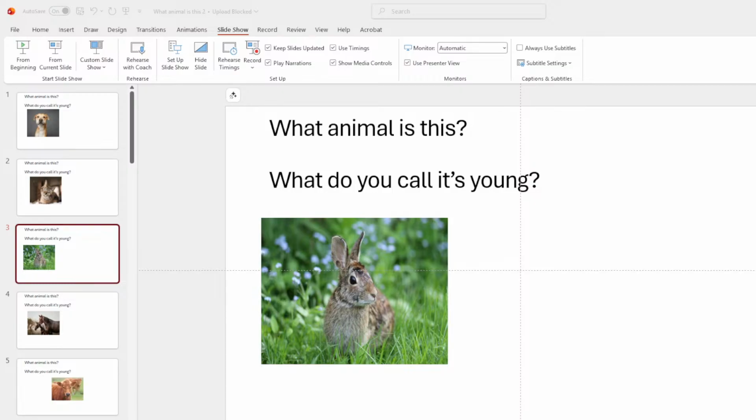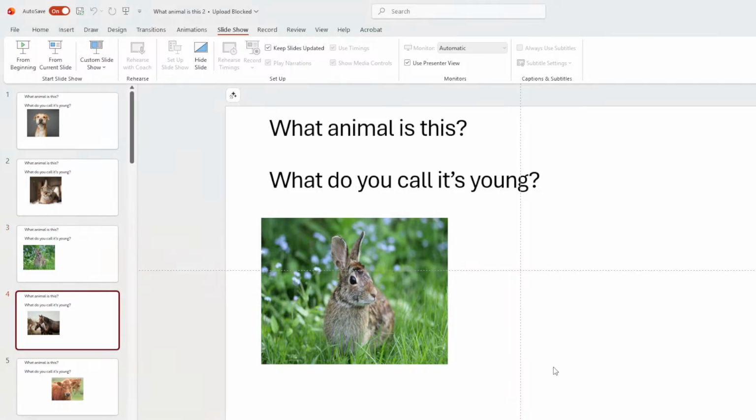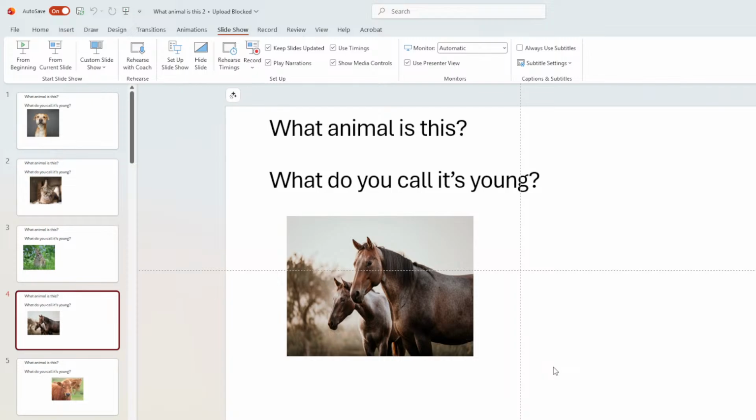Okay, let's move on. Now we have that one. What animal do you see on your screen? Do you know the name of the animal? If you do, type the name.